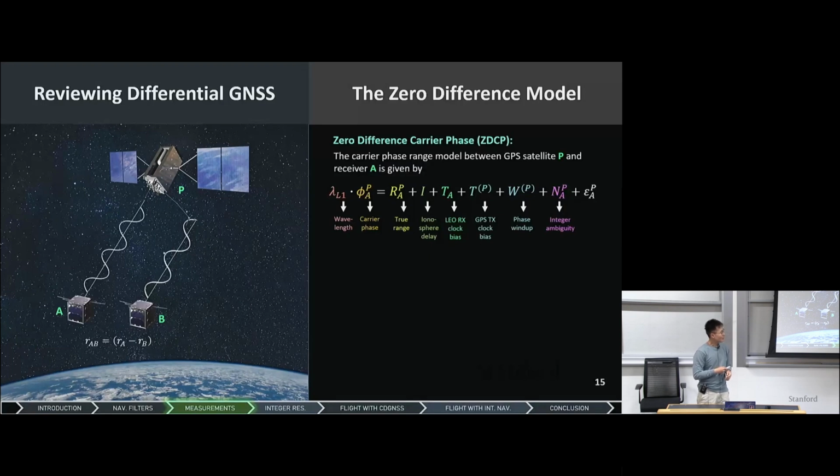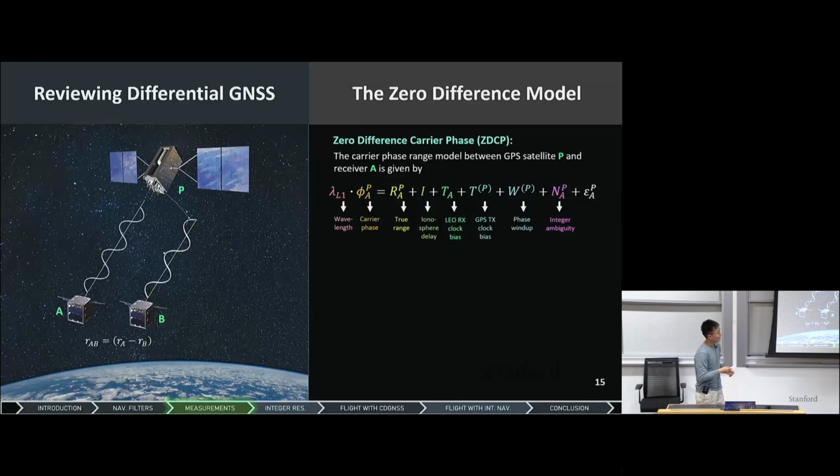There's something called phase windup, which is an effect when your satellite is rolling in attitude. So you can imagine that you're tracking a certain signal, and then your spacecraft is kind of rolling. So there's a lever arm motion that contributes to the range as well. But at the same time, your receiver's phase lock loop is still locked on the same signal, and it's not accounting for the fact that this lever arm is introducing a range bias. So that's called the phase windup.